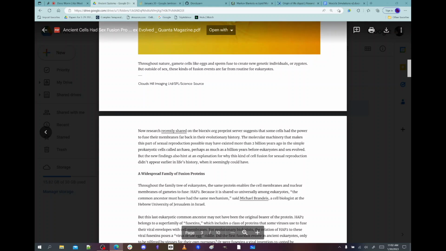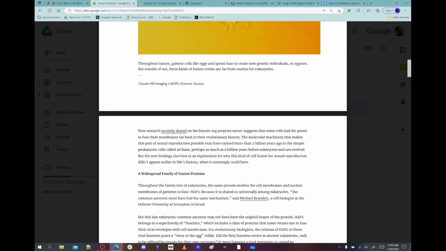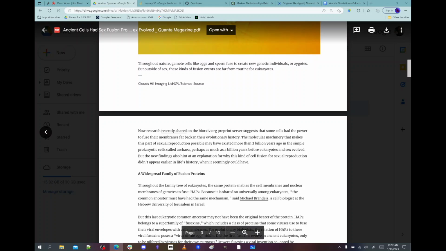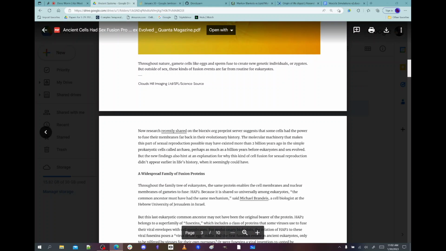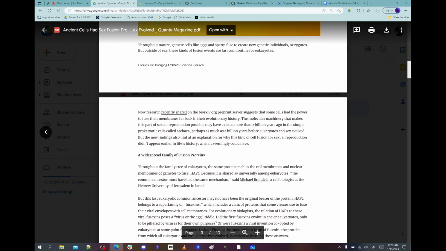But outside of sex, these kinds of fusion events are far from routine for eukaryotes. So you don't really see that everywhere. You just see it in the germline and sexual reproduction. And so this is a very similar thing to what happened in basal eukaryotes, where you had this merger of organelles into a cell. You also have this fusion of eggs and sperm to create a new type of cell, at least from the standpoint of what came before it in that interaction.